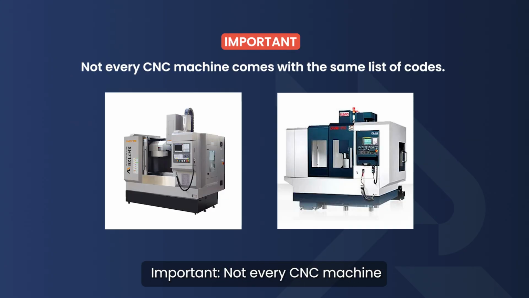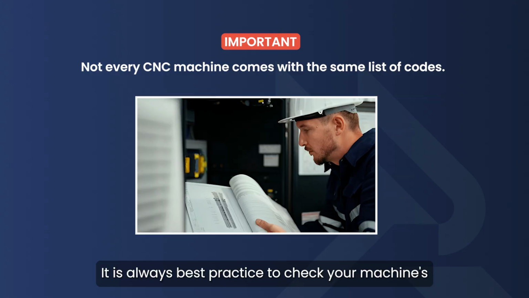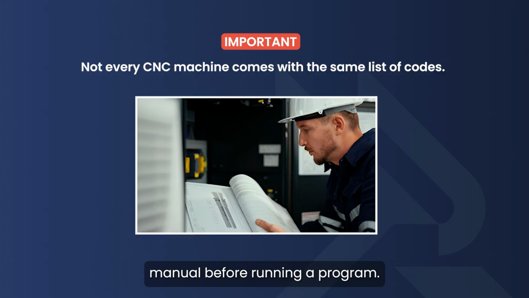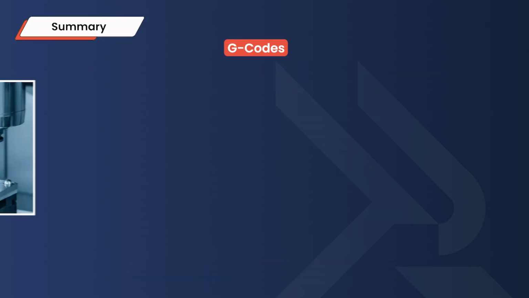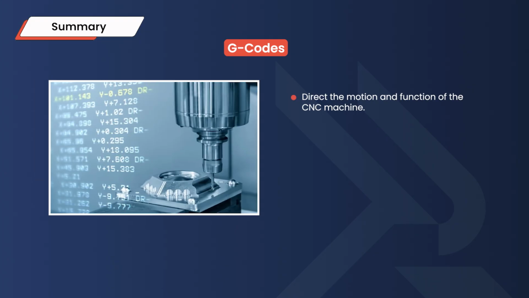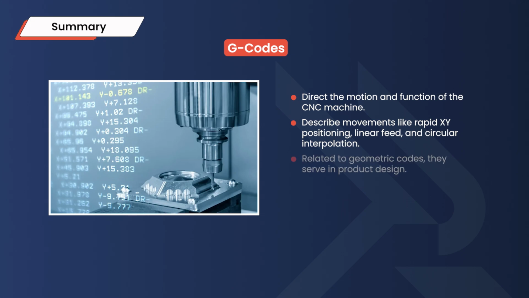Important: not every CNC machine comes with the same list of codes. Some have variations. It is always best practice to check your machine's manual before running a program. Now let's summarize the difference between G and M codes. G codes direct the motion and function of the CNC machine, describe positions and movements, such as rapid positioning to a specific XY plane, linear feed movement, and circular interpolation. Related to geometric codes, they serve in product design.